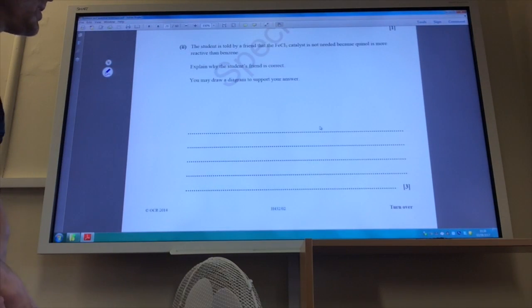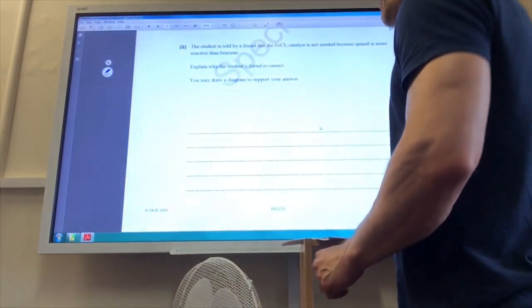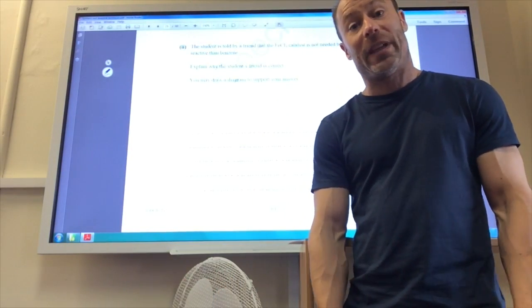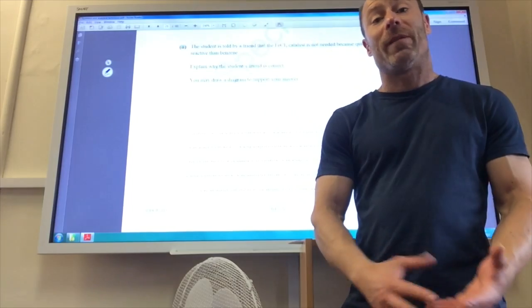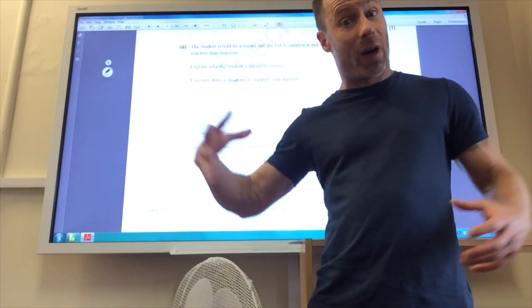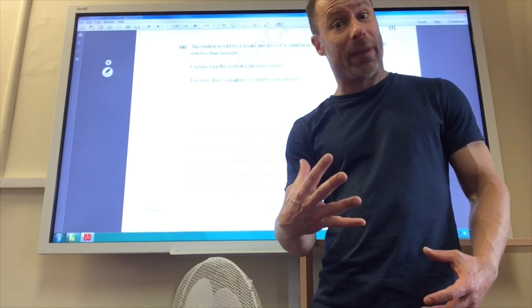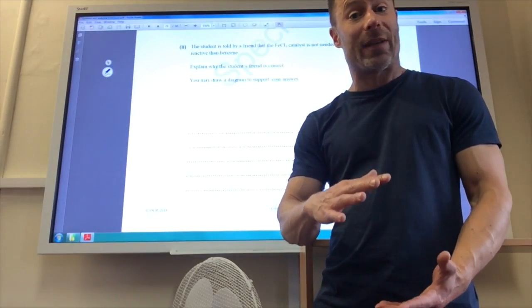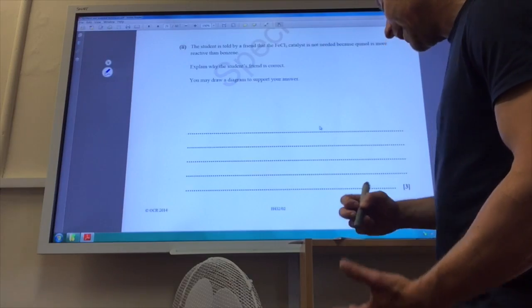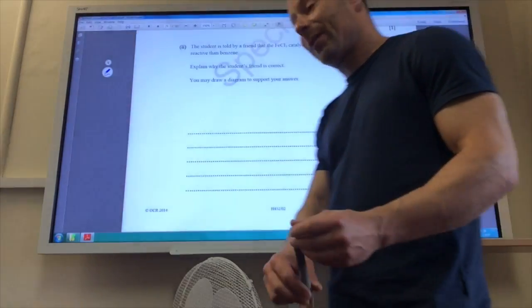Okay, so it says I don't need the iron trichloride catalyst because quinol is more reactive than benzene. Why is the student incorrect? Well, we need to talk about the reactivity of phenol here. Remember, in phenol, you've got a lone pair of electrons on the oxygen atom. This is partially delocalized into the benzene ring, making it more susceptible to electrophilic attack. And that's pretty much it, really.